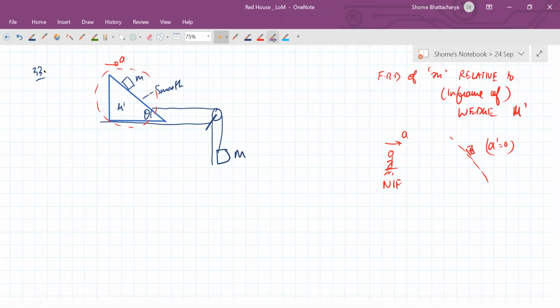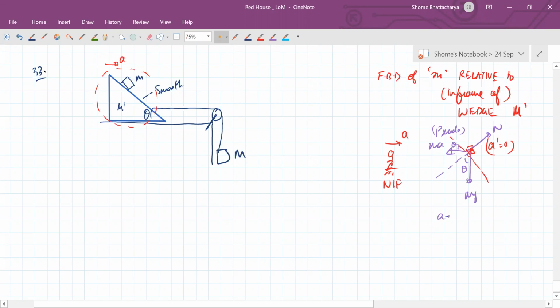Okay, so the forces acting on it are pseudo force, weight, and normal reaction. And over here, this angle will become theta, and this angle will be theta. So you'll get the condition that A is equal to g tan theta. ये आ जाएगा आपको. Okay.